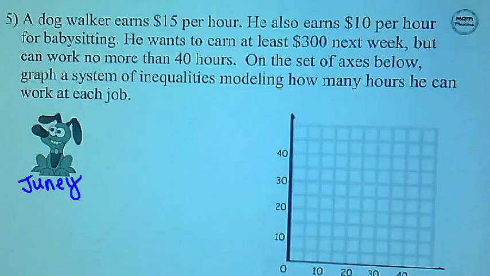All right, a dog walker earns $15 per hour. He also earns $10 per hour for babysitting. He wants to earn at least $300 next week, but can work no more than 40 hours. So we're going to do less than or equal to, and at least can be greater than or equal to. Okay, so on the set of axes below, graph a system of inequalities, modeling how many hours he can work at each job. Simple enough?